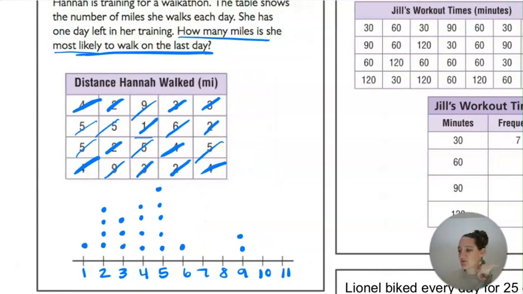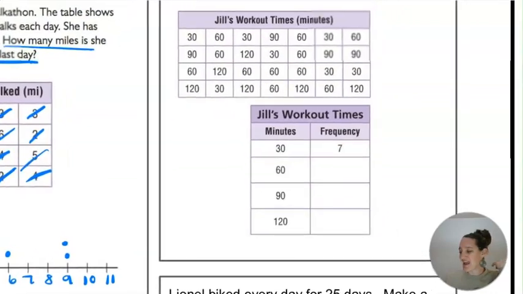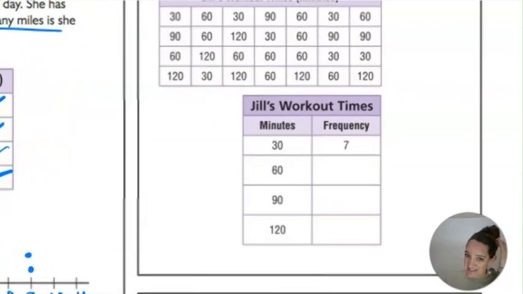All right, so looking at this information, if she were to walk one more day, how many miles do you think she would walk? I would guess probably either 4 or 5 miles, because that seems to be what she does more often than not. So that's how that dot plot kind of helps us visualize and be able to answer that question in a very probable way.